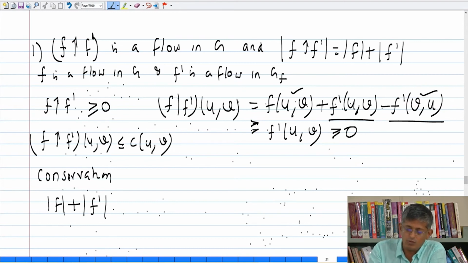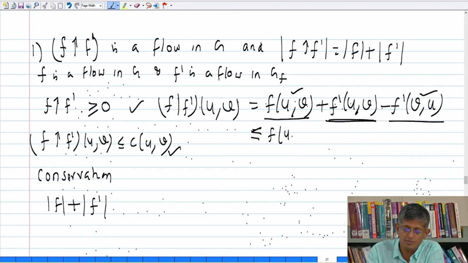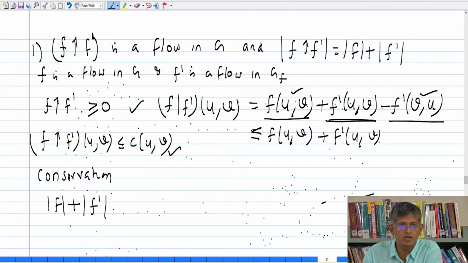So by using the same inequality, let us just check. So therefore the positivity is taken care of. Let's check that you don't violate the capacity. So what do you know? You know that this term was not violating capacity. This is actually the residual capacity, f prime of u comma v. So therefore this term is lesser because of its positivity, this is less than or equal to f of u comma v plus f prime of u comma v. But what is f prime of u comma v?